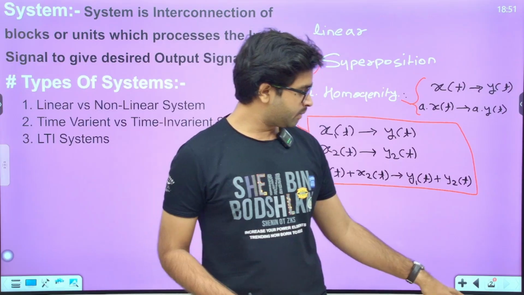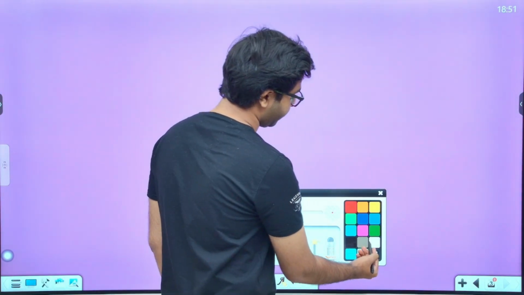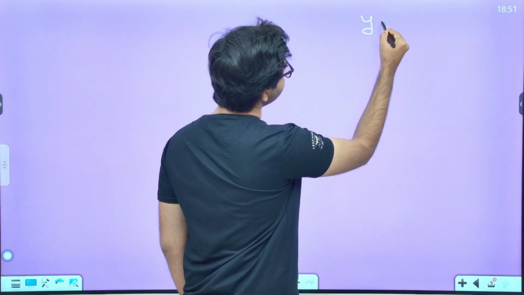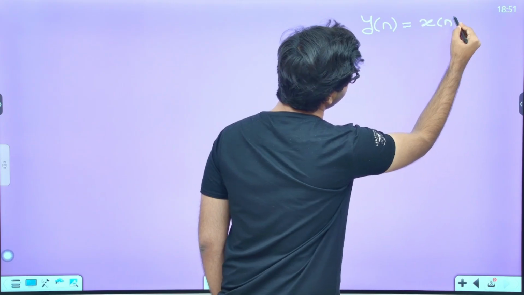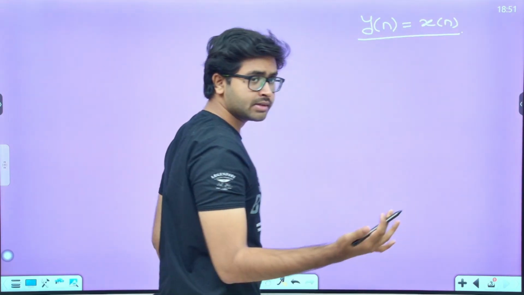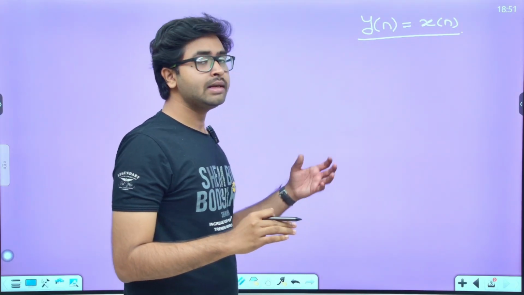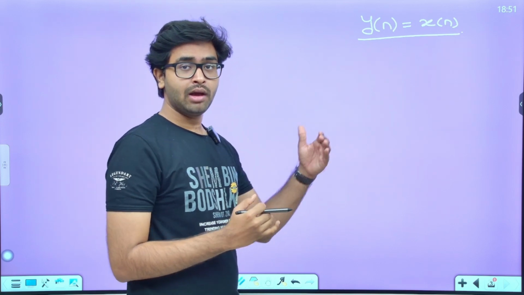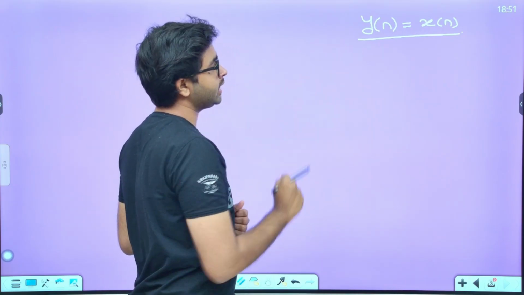So let's see some examples which will clear our thoughts on which system is linear and which is non-linear. So let's start. Let's say I am having y of n equals x of n. This is the simple system I will consider. By looking at it, we can directly say that it's a linear system. But how to formulate it? Because we need to write the solution in university exams. So how can we write mathematically and prove it as linear?